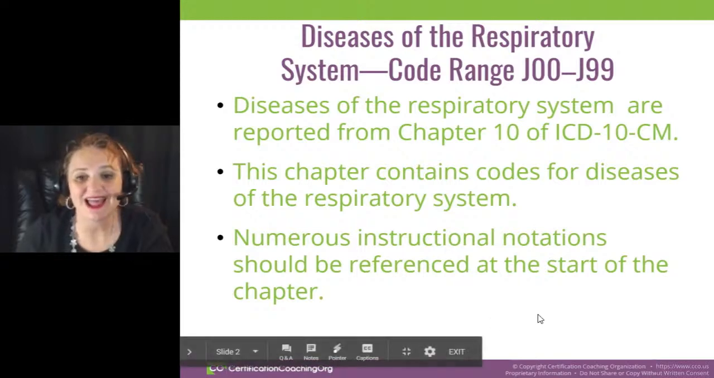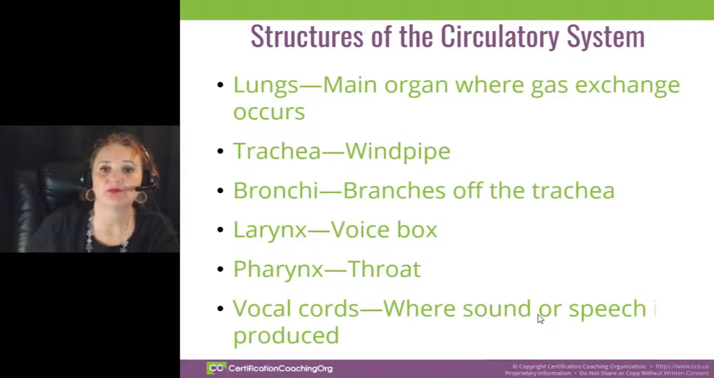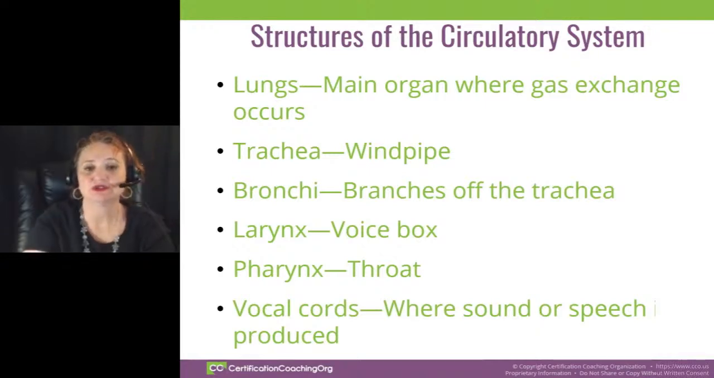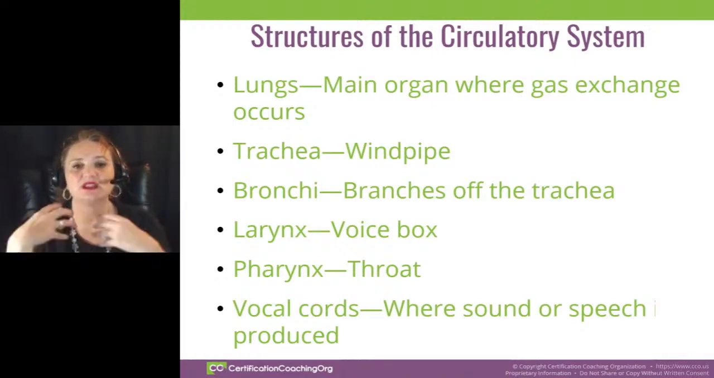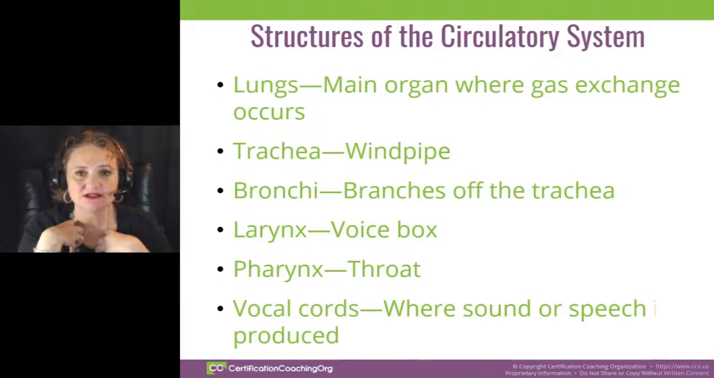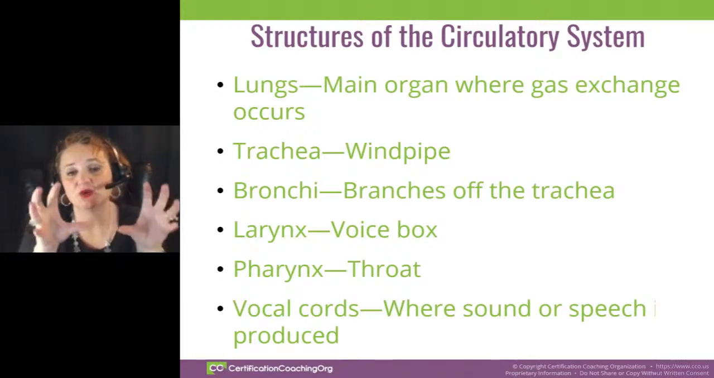There are a lot of notes at the beginning of the chapter that you want to pay attention to, but anatomy is pretty important here. So let's go over that. This is not a structure of the circulatory system. This is the respiratory system. So please disregard that mess up on the slide. It's not supposed to be structures of the circulatory system. I don't know why I didn't catch that before. But the lungs are the main organ that exchanges the gas, but it's the organ itself.